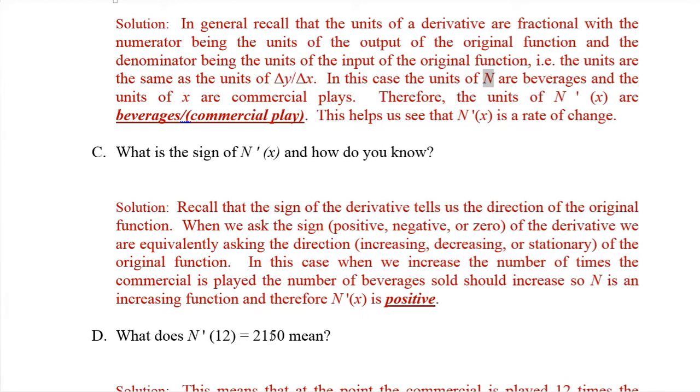So let's suppose that N prime of X, N prime of 12, let's say, is 2,150. Now what would that mean?